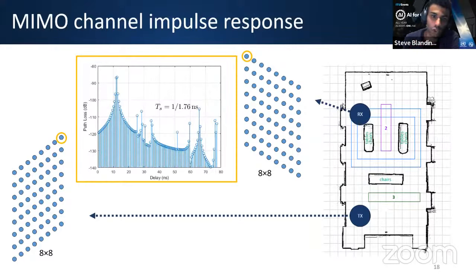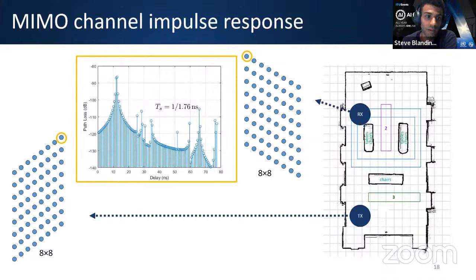And so each entry of this MIMO matrix, for example from this antenna to the other receiver antenna, is going to look like this. It's a channel impulse response sampled at a fixed rate, and you basically see all the multipath components, which are clearly visible.